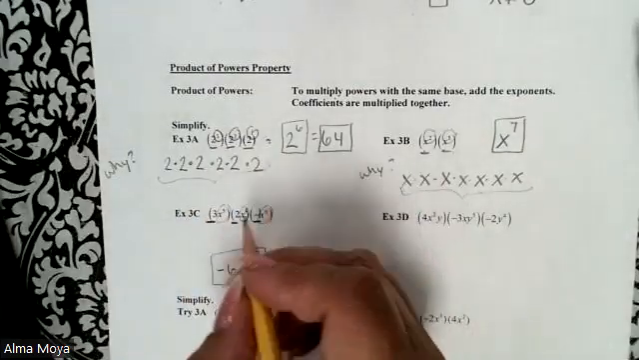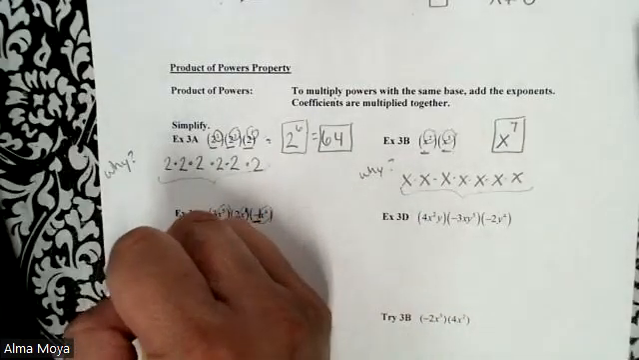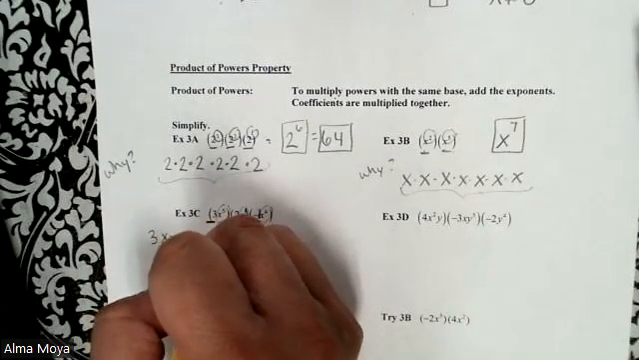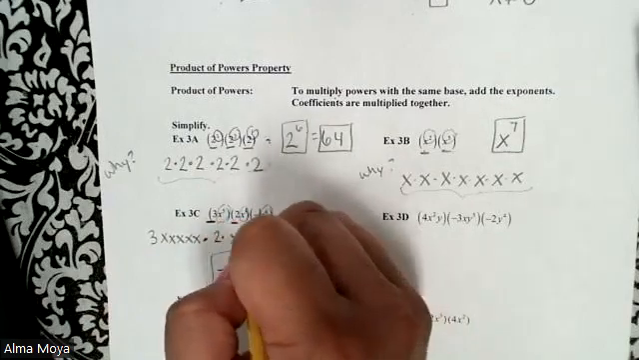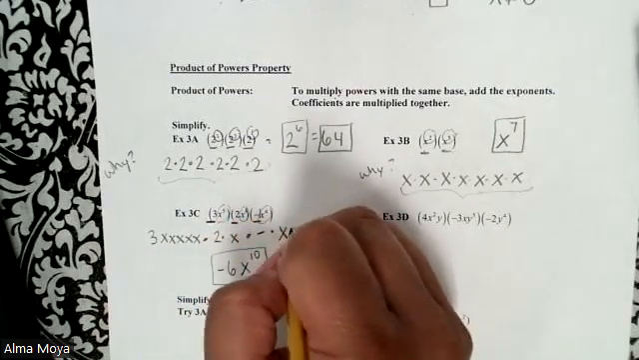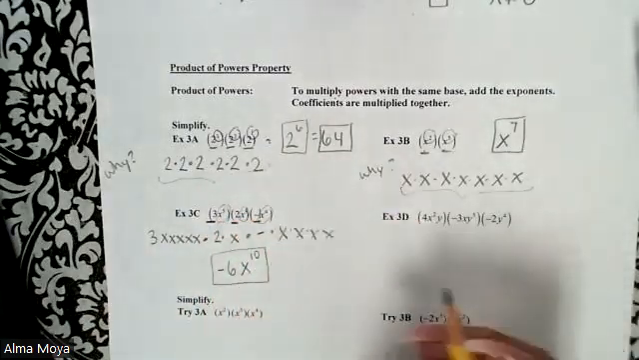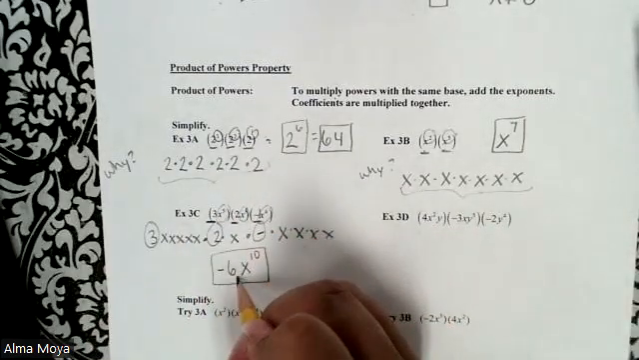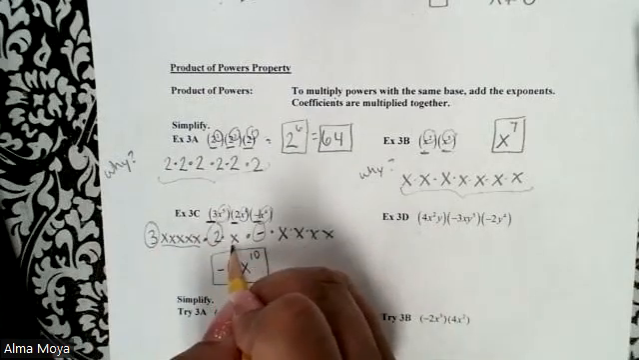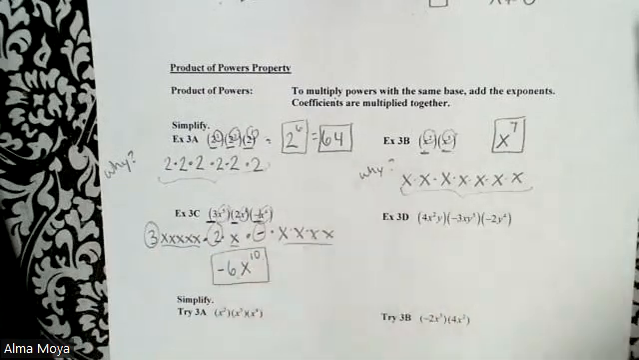If you wanted to write this out, that's 3x to the 5th. So that's 5 x's, 1, 2, 3, 4, 5. That's a 2, 1x. And then that's a negative and 4 x's, 1, 2, 3, 4. So look at 3 times 2 is 6 times a negative gives you the -6. And then you have 5 x's here, that's 6, plus another 4, that's the 10 x's.